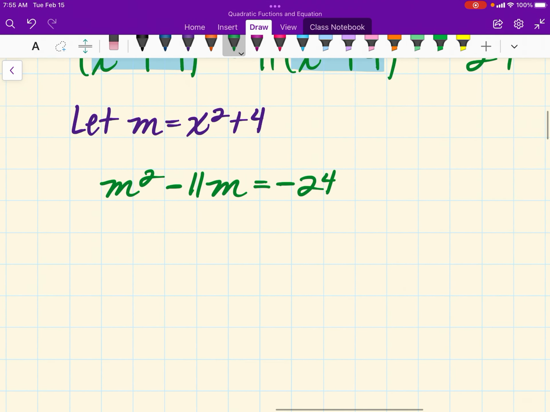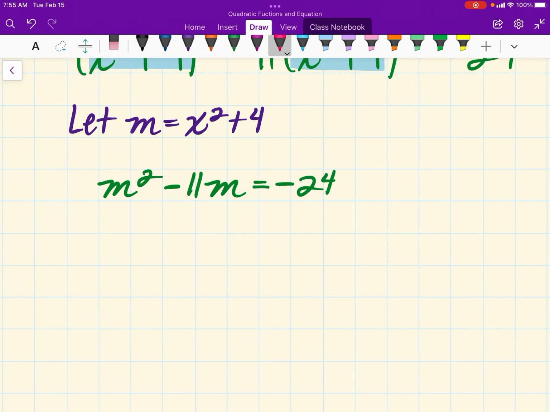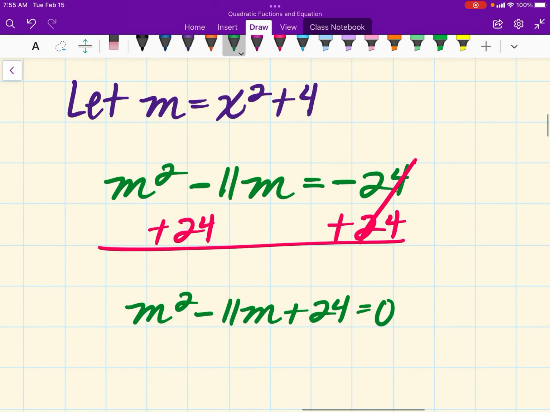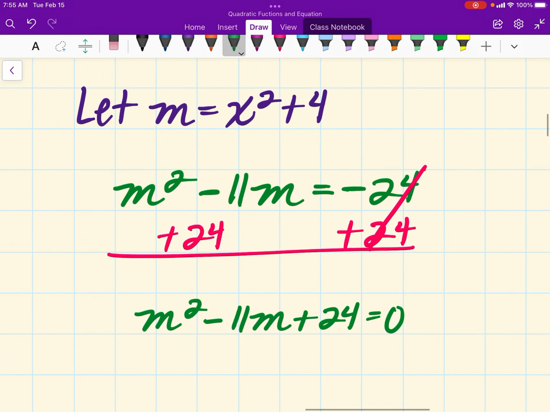Before I consider this my final answer, I do want to move everything to one side to make the equation here equal to 0. So I'm going to go ahead and add 24 to both sides. And add 24. So then we have m squared minus 11m plus 24 equals 0. All right. So that would be our answer.